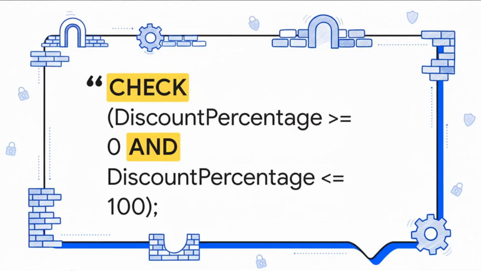And with a simple statement like this, you've basically built a security guard for your data. Now, if someone tries to enter a discount of, say, 110%, the database itself will throw up a red flag and reject it. It protects your data's integrity before a mistake can even be made.